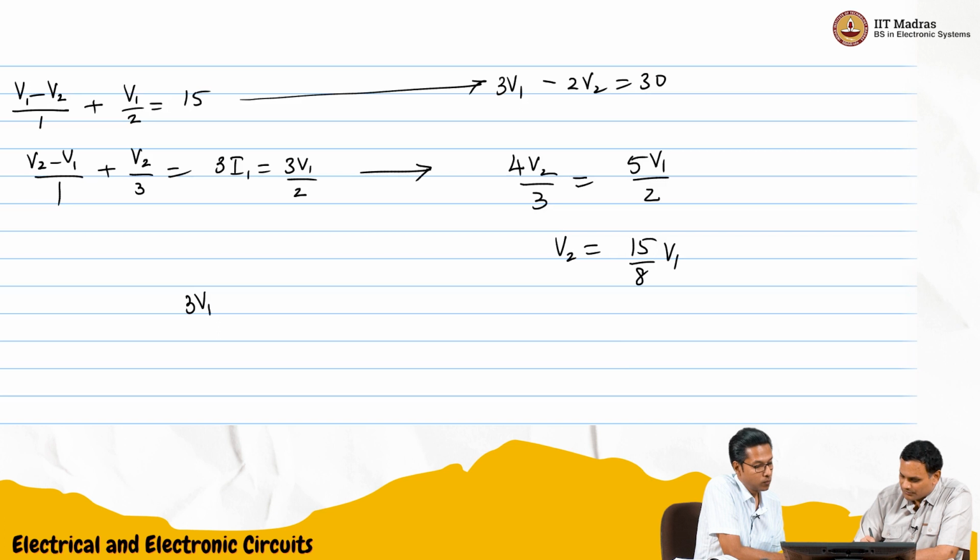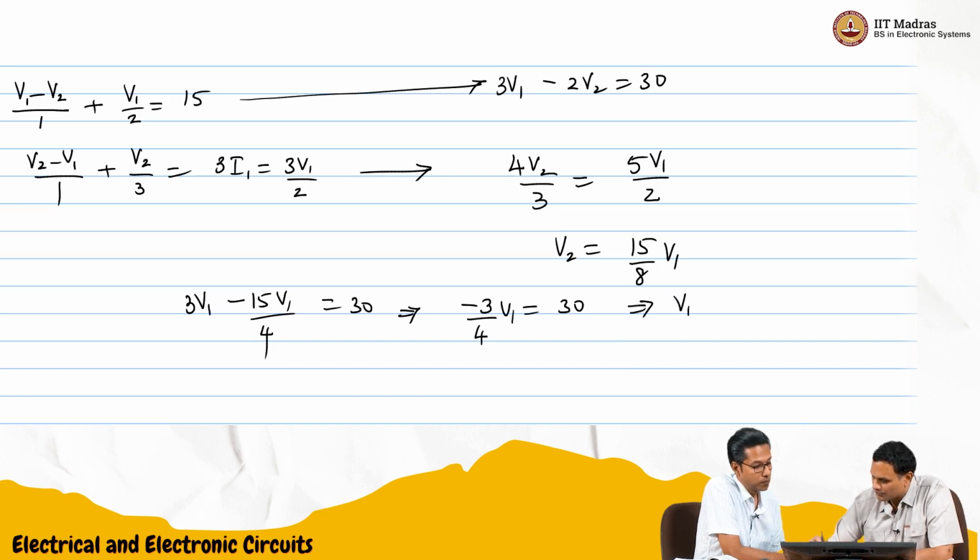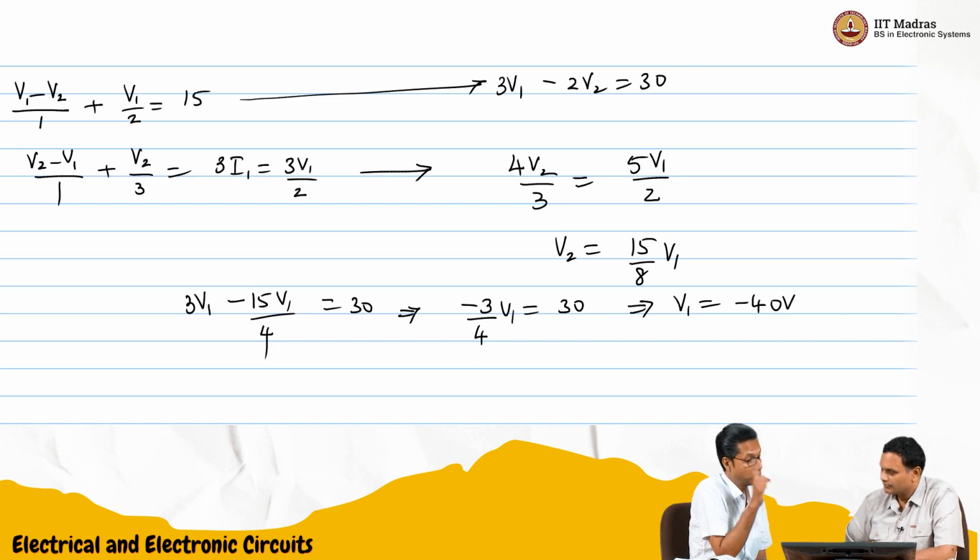So, 3 V1 minus 15 V1 by 4 is 30, because we had 2 times V2. Right? 4 3s are 12, 12 minus 15 is minus 3 by 4 V1 is 30. So, V1 is 120 by 3, which is 40, minus 40 volts. Okay. That is V1.